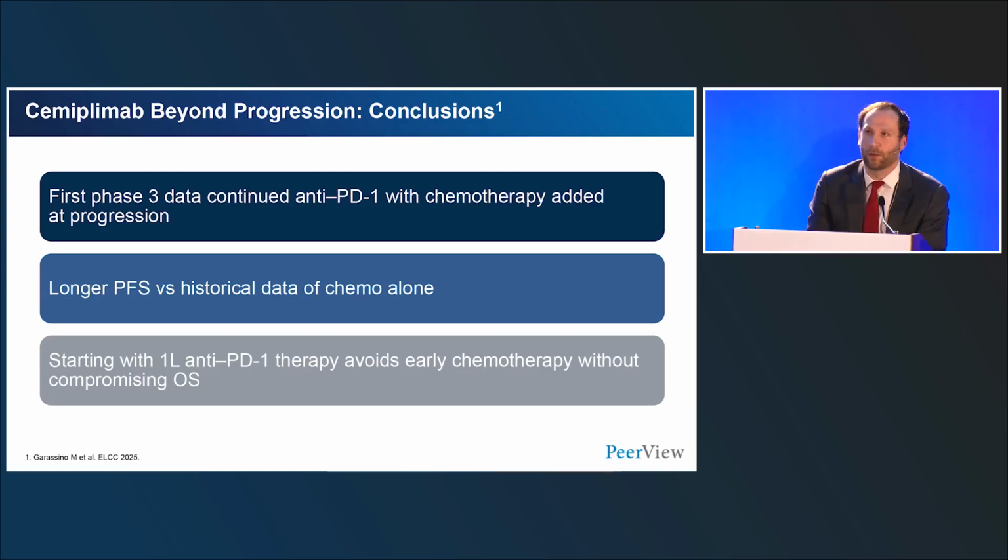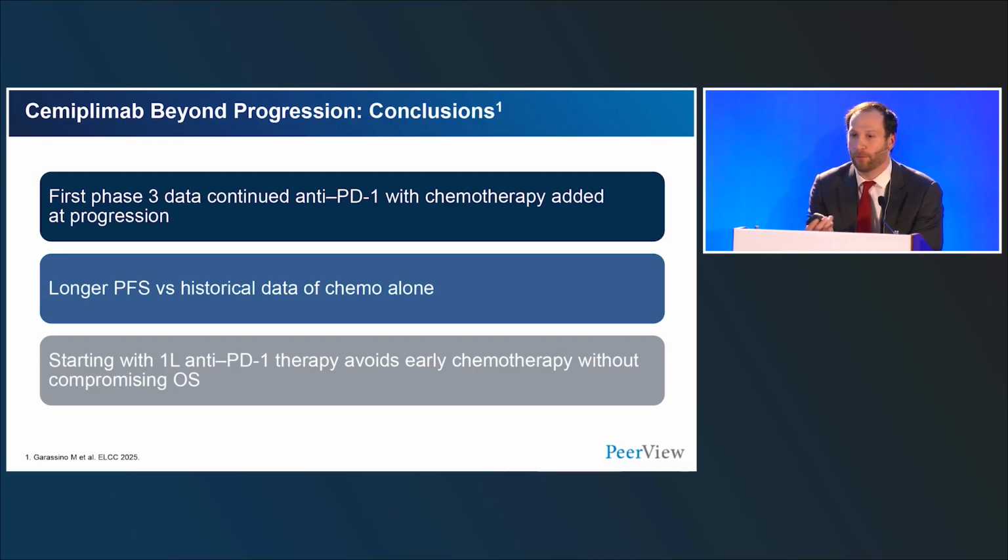So a couple of takeaways I think of from that: this is the first phase 3 data we really have to understand anti-PD-1 with chemotherapy added at progression. It shows longer PFS versus historical data of chemotherapy alone. And it possibly allows us to do everything that we wanted. So we started with PD-1 therapy alone, which avoids early chemotherapy without compromising survival in the long term.